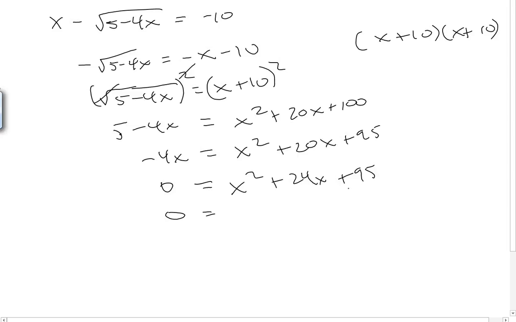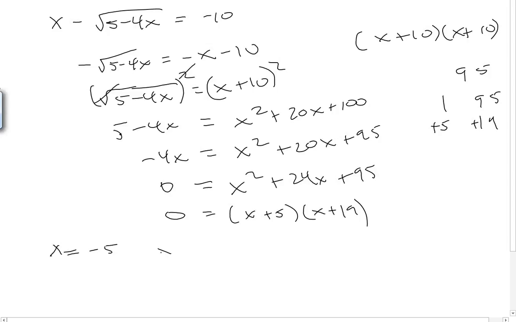What two numbers multiply to 95 and add to 24? Well, if I write out the factors of 95, it's 1 and 95, 5 and 19. Those are the only factors of 95, and they work. Positive 5 and positive 19. Since a equals 1, I can just take the shortcut. This becomes x plus 5, x plus 19. So I get two answers: x equals negative 5 and x equals negative 19, from setting each of these equal to 0.